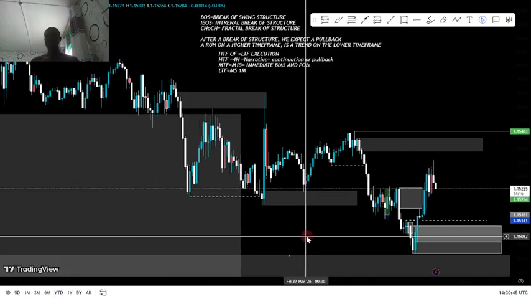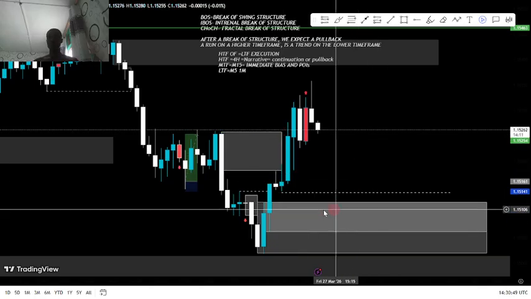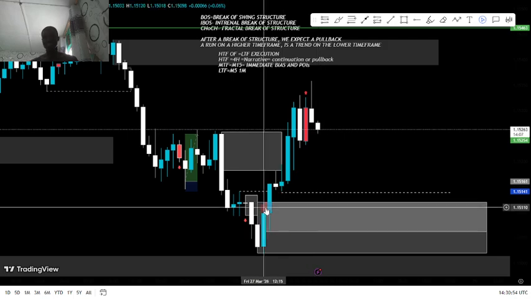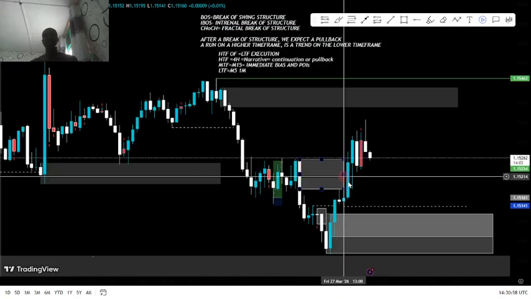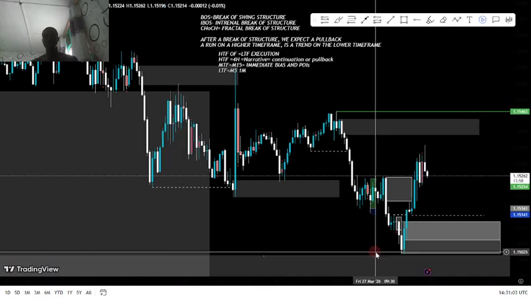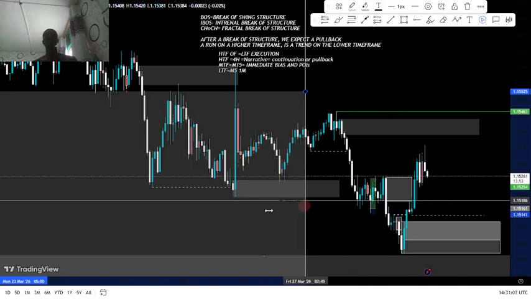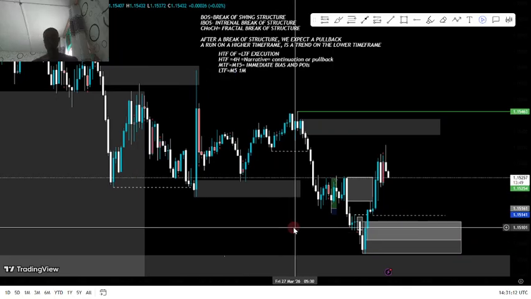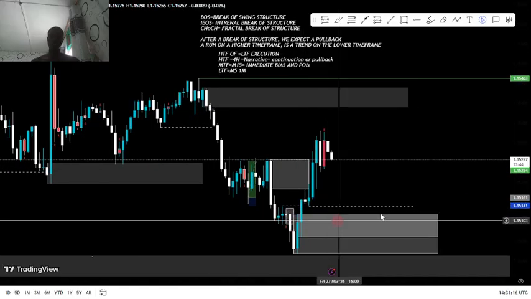Does it have a sweep? We don't have a sweep. Okay, yeah. So this is what you are looking for. Make the POI selection. This POI means it is unmitigated. That's the first. It is within the premium of the price. It is stuck within a higher time frame region. Again, it has inducement. It is a flip, and it is a structural zone.